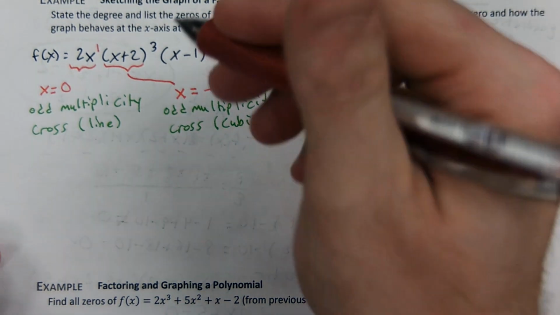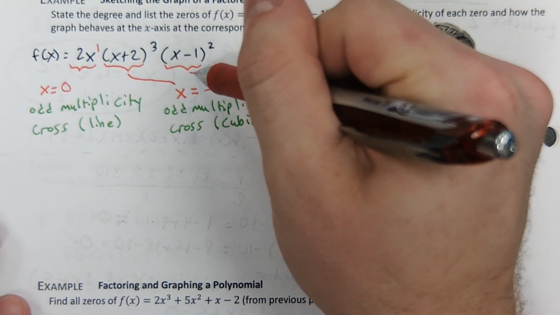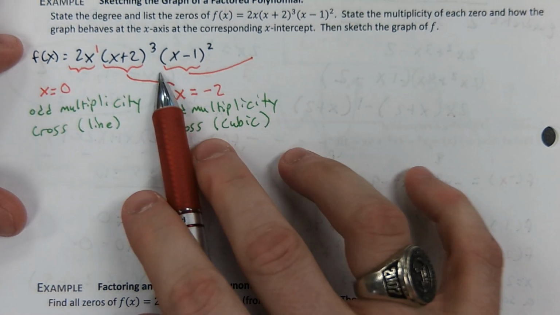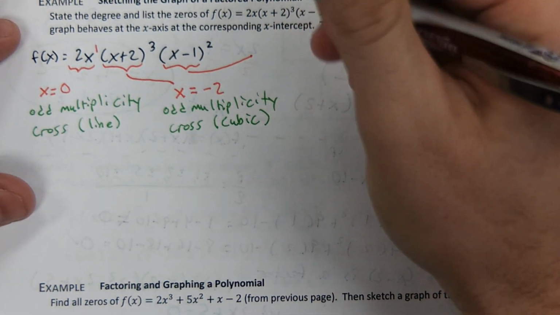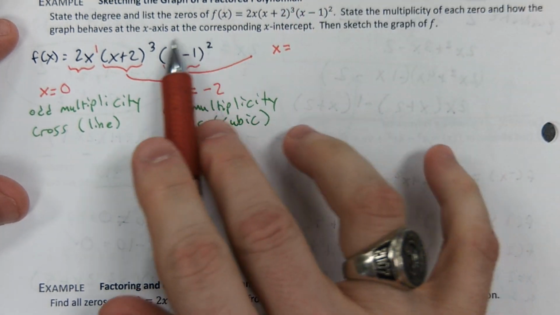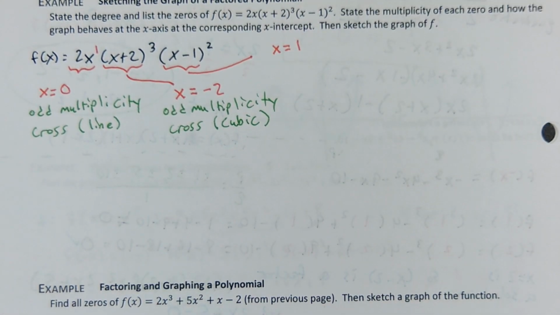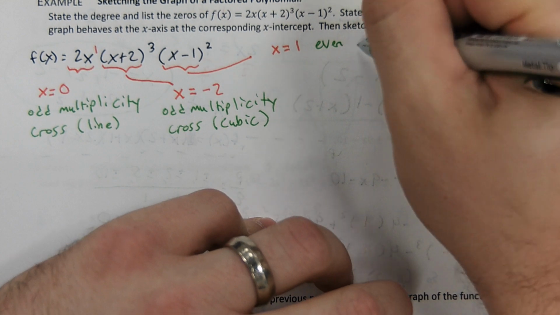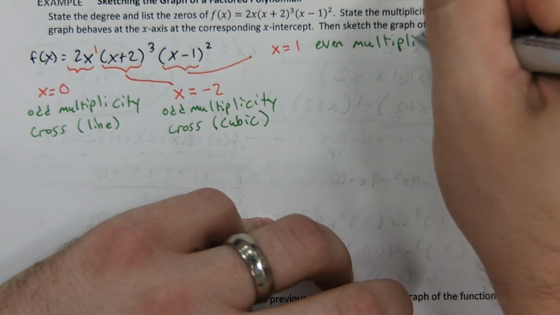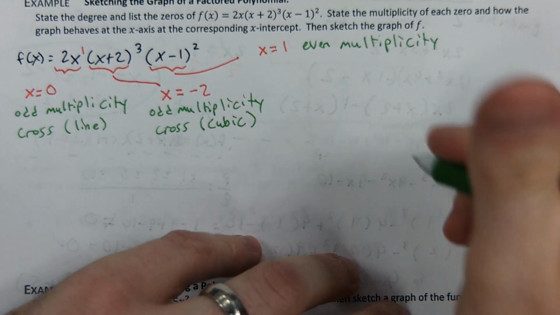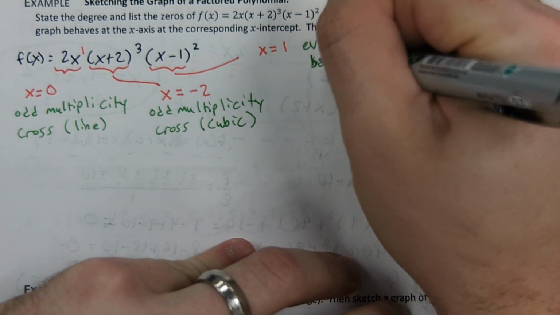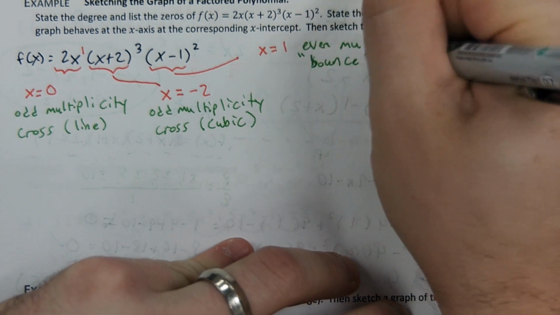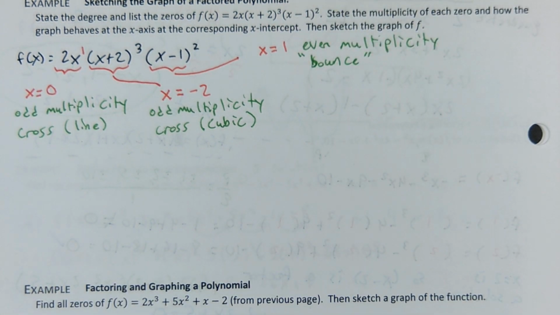And lastly, we have this solution. Let's do it over here because I have space. From this factor, all 28 of you would be great. What does x equal here? Yay, 1. And the exponent on that factor, is it even or odd? Even. That means we have an even multiplicity. And all even multiplicities behave the same way. We're going to bounce off of the x-axis. I'll even put it in quotes. You're bouncing off the x-axis at x equals 1.